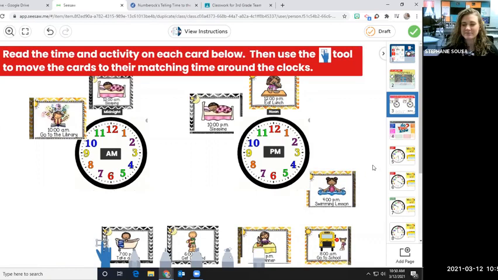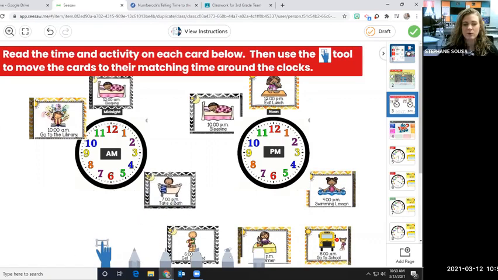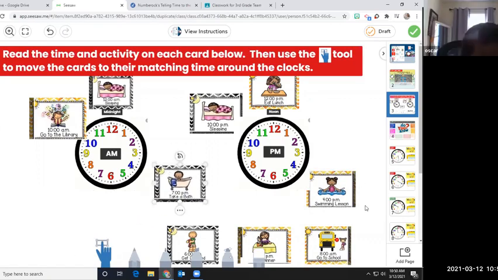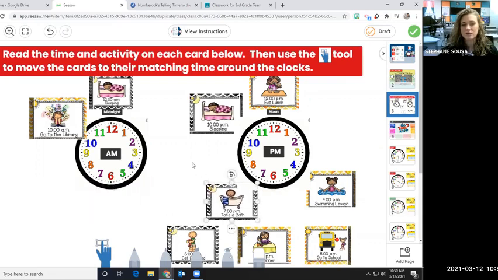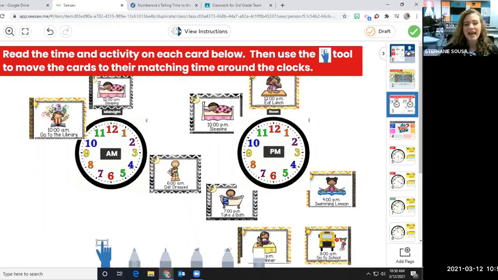Swimming lessons. Let's grab this bottom one. 7 p.m. take a bath. Now, 7 a.m. you might also be taking a bath if you tend to get clean in the morning. But 7 p.m. is what this clock says. So we're going to say that is the evening. After a long day of schoolwork, it's time to grab your rubber ducky and take a nice relaxing bath with your ducky.